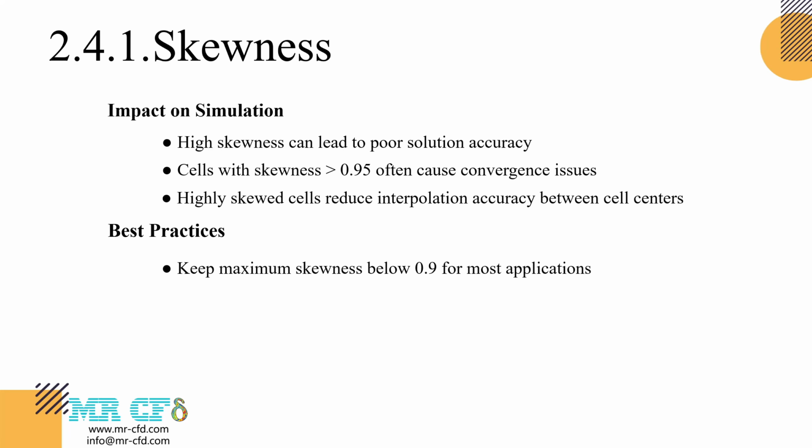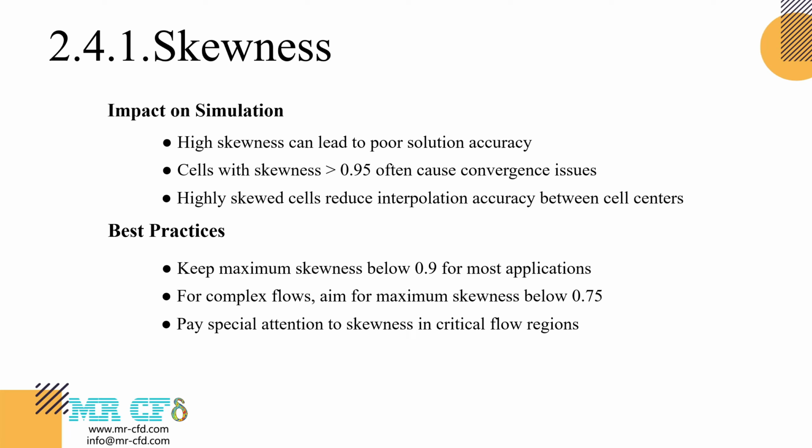As a general rule, keep the maximum skewness below 0.9 for most applications. This threshold helps ensure reasonable stability and accuracy. For more complex flows, such as those involving turbulence, separation, or multiple phases, we need to be even more stringent. In these cases, aim to keep maximum skewness below 0.75 to capture the complex physics accurately.